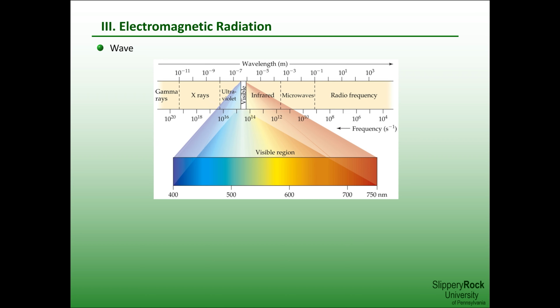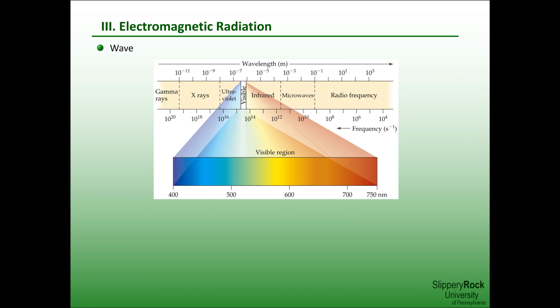Zooming into the center of the slide, we focus on the visible region of the spectrum, the only part detectable by the human eyes. This spans wavelengths from approximately 380 nanometers to 750 nanometers. The color gradient illustrates how different wavelengths correspond to different colors. Violet light has the shortest wavelengths, around 400 nanometers, and highest energy. Red light has the longest wavelengths, around 750 nanometers, and lowest energy.